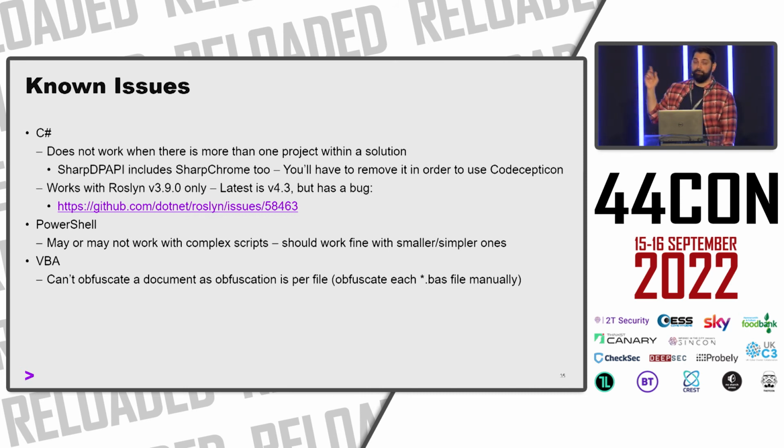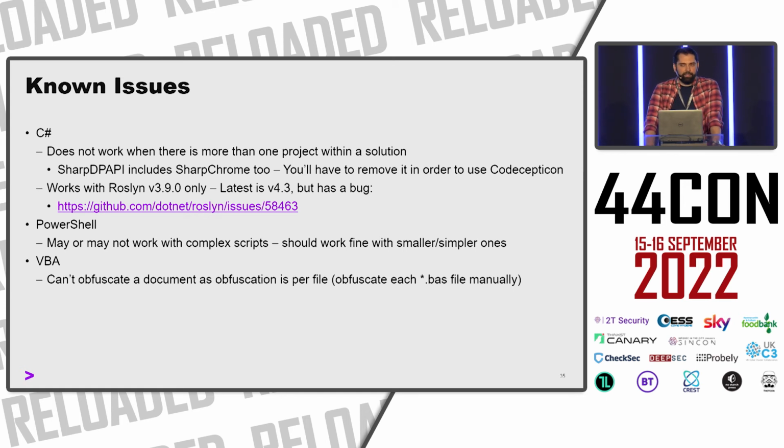For the C# specifically, Codecepticon will check if any of these conditions apply. So if you have a solution that has more than one project, it will tell you. It's going to be like, are you sure you want to do this? The same with the Roslyn version. It's going to be like, are you sure you want to do this?